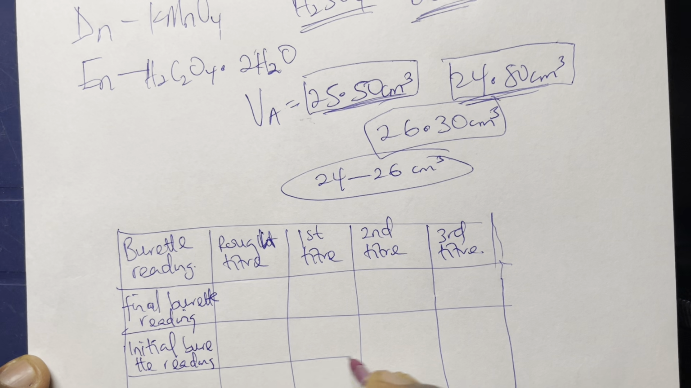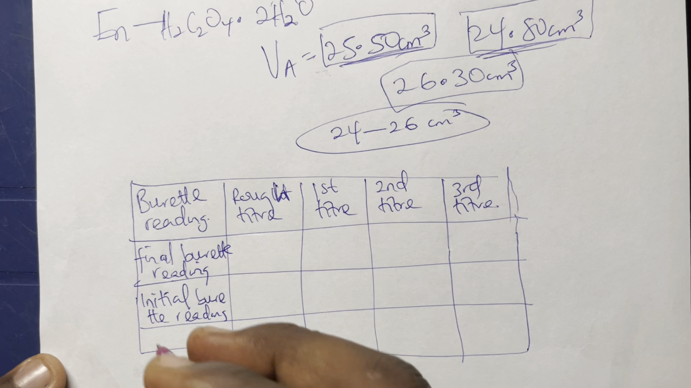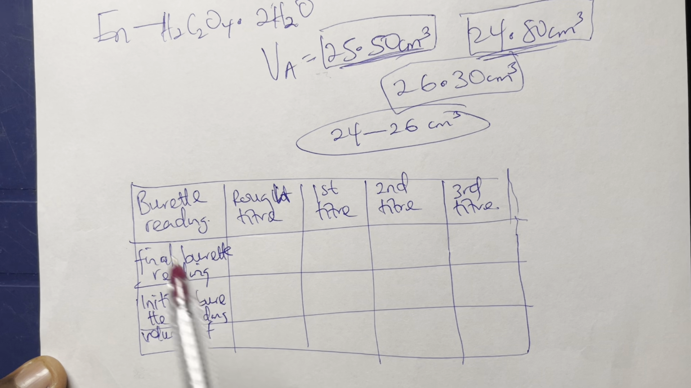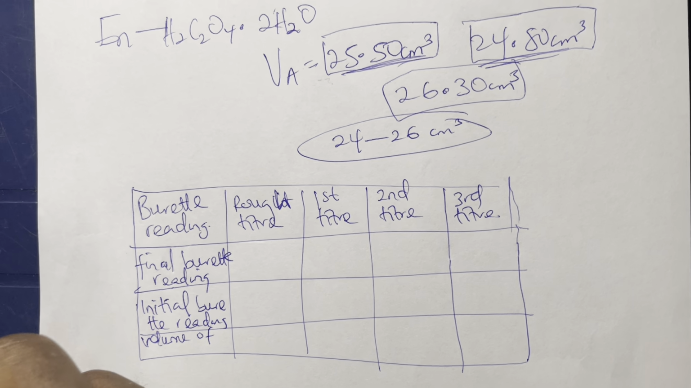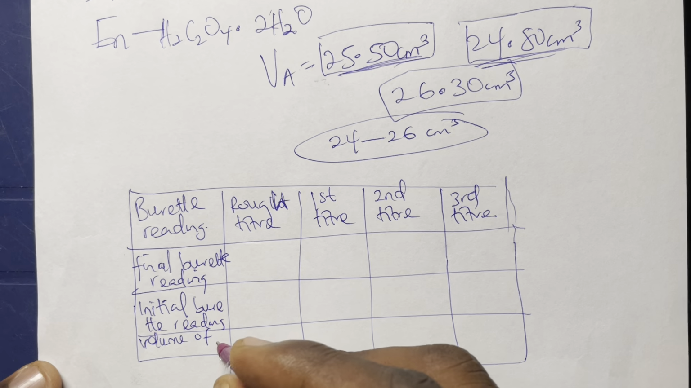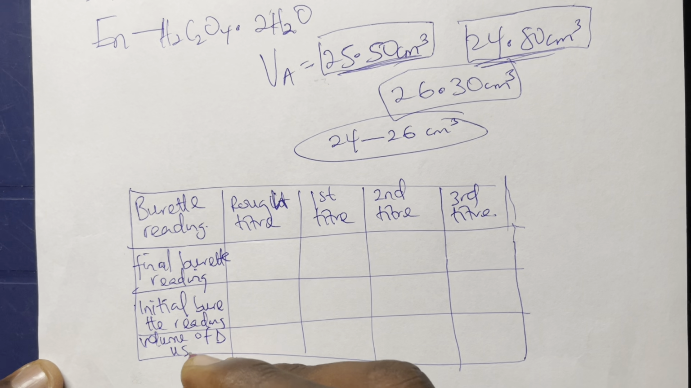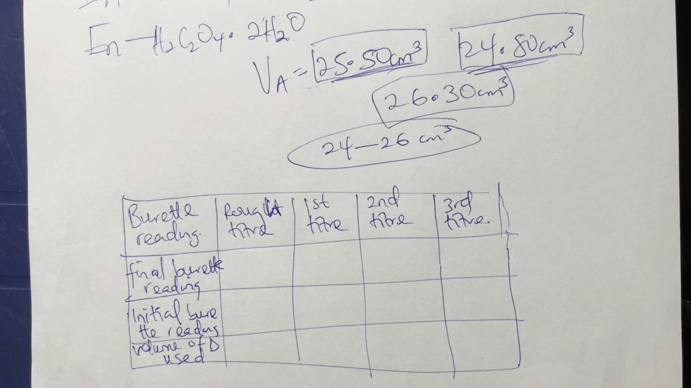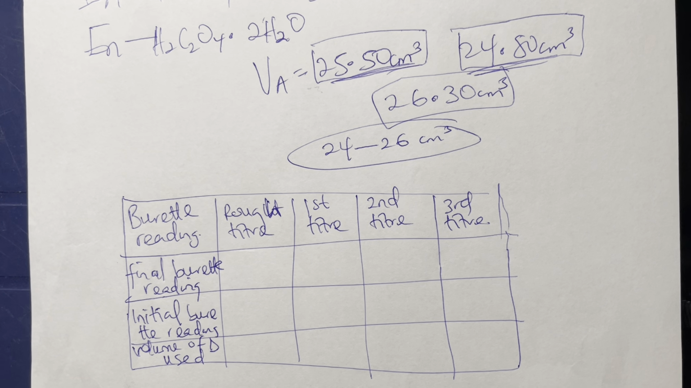Final burette reading, initial burette reading, and then volume of D used. It can be D; if they call it D for you, we just say volume of D used. Please, you don't say volume of acid used, because this particular one is not an acid-base titration. This is a redox. Do you get?